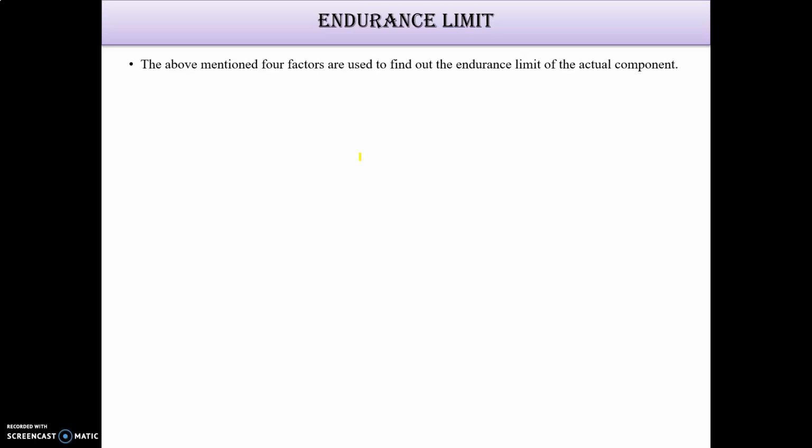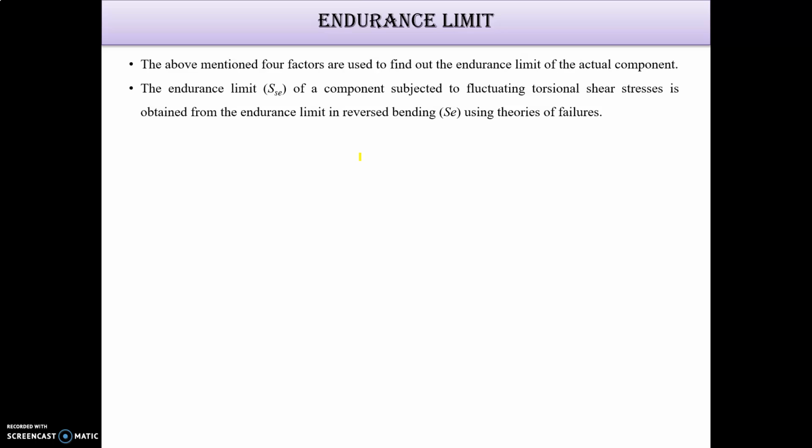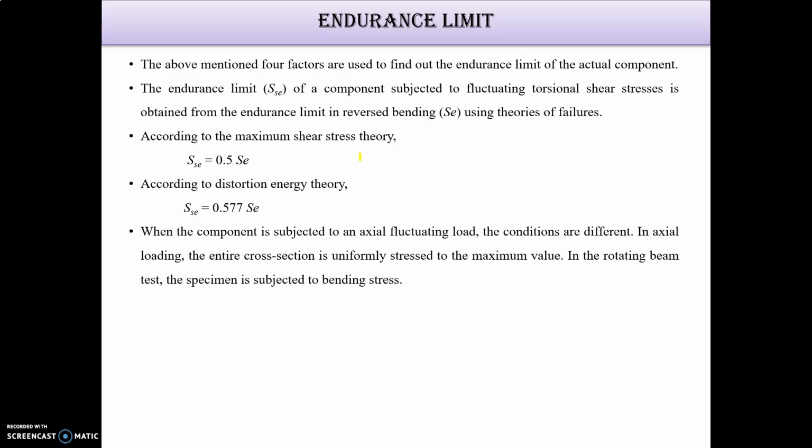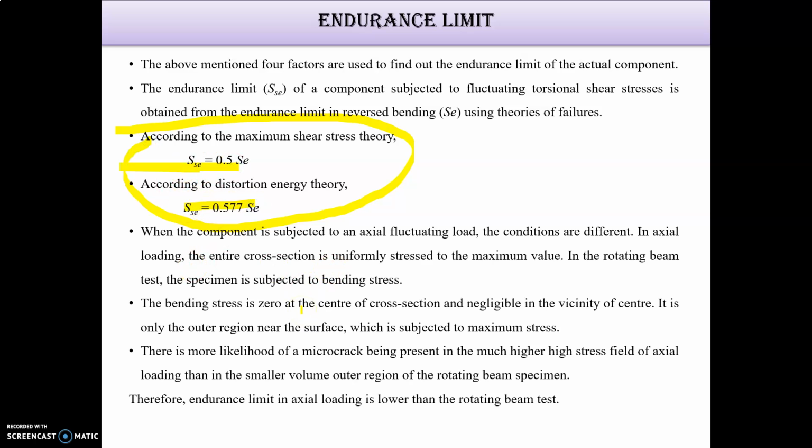Now for the endurance limit, we have seen the four factors of an actual component. SSE of a component subject to fluctuating torsional shear stress is obtained from the endurance limit in reverse bending. SE is for reverse bending, SSE is for the component. According to the maximum shear stress theory, SSE is equal to 0.5 times SE, and the distortion energy theory says 0.577 SE. This equation is a major one which we use for designing a component. Just remember this part for any construction.